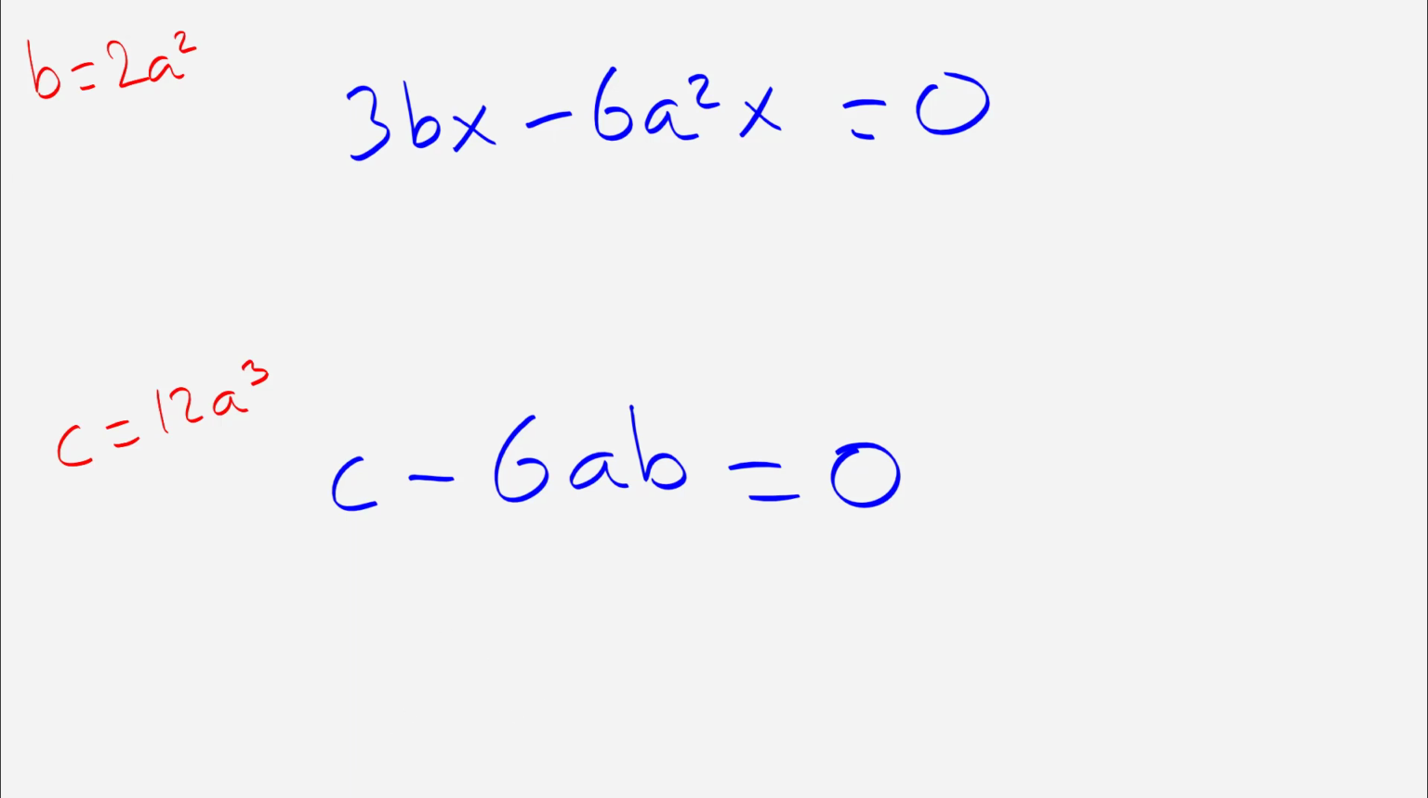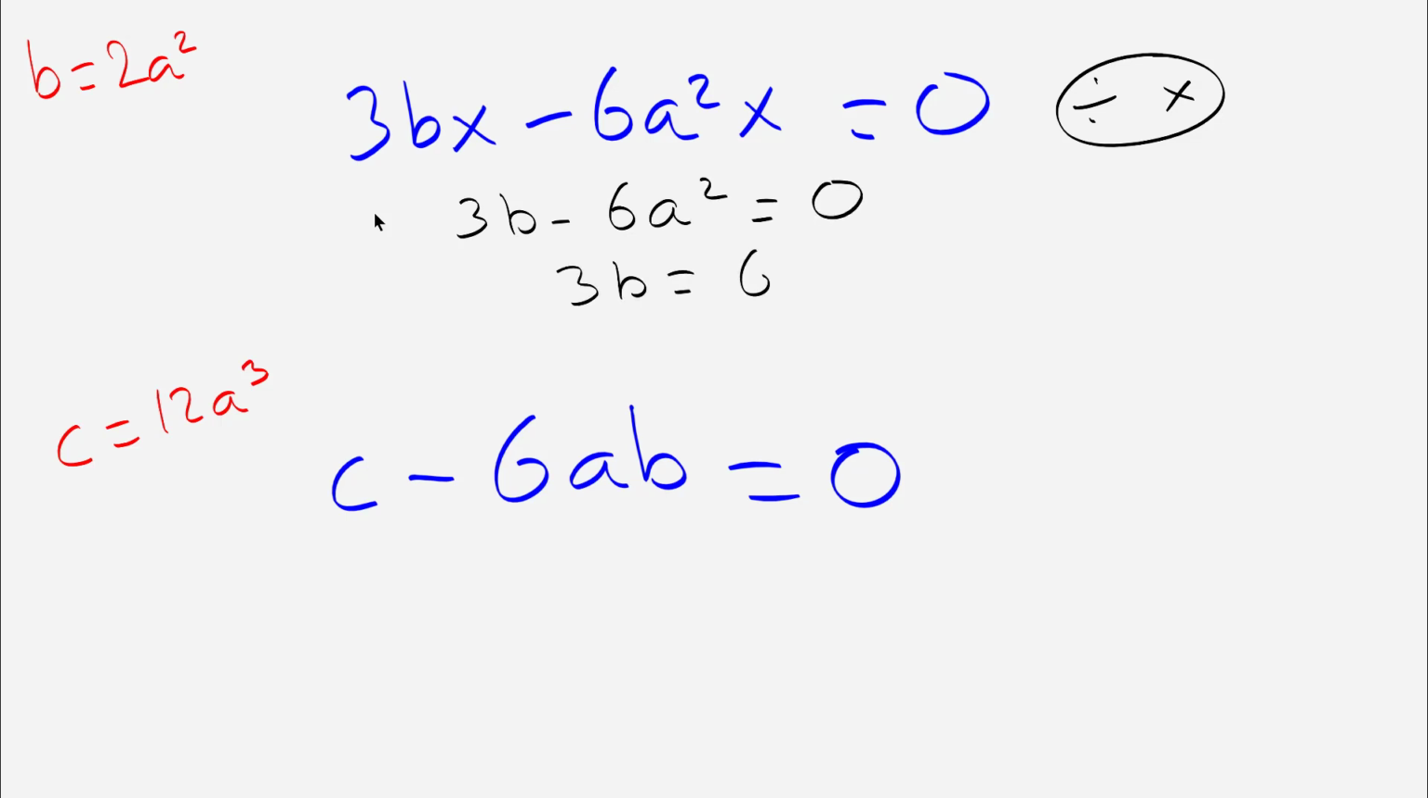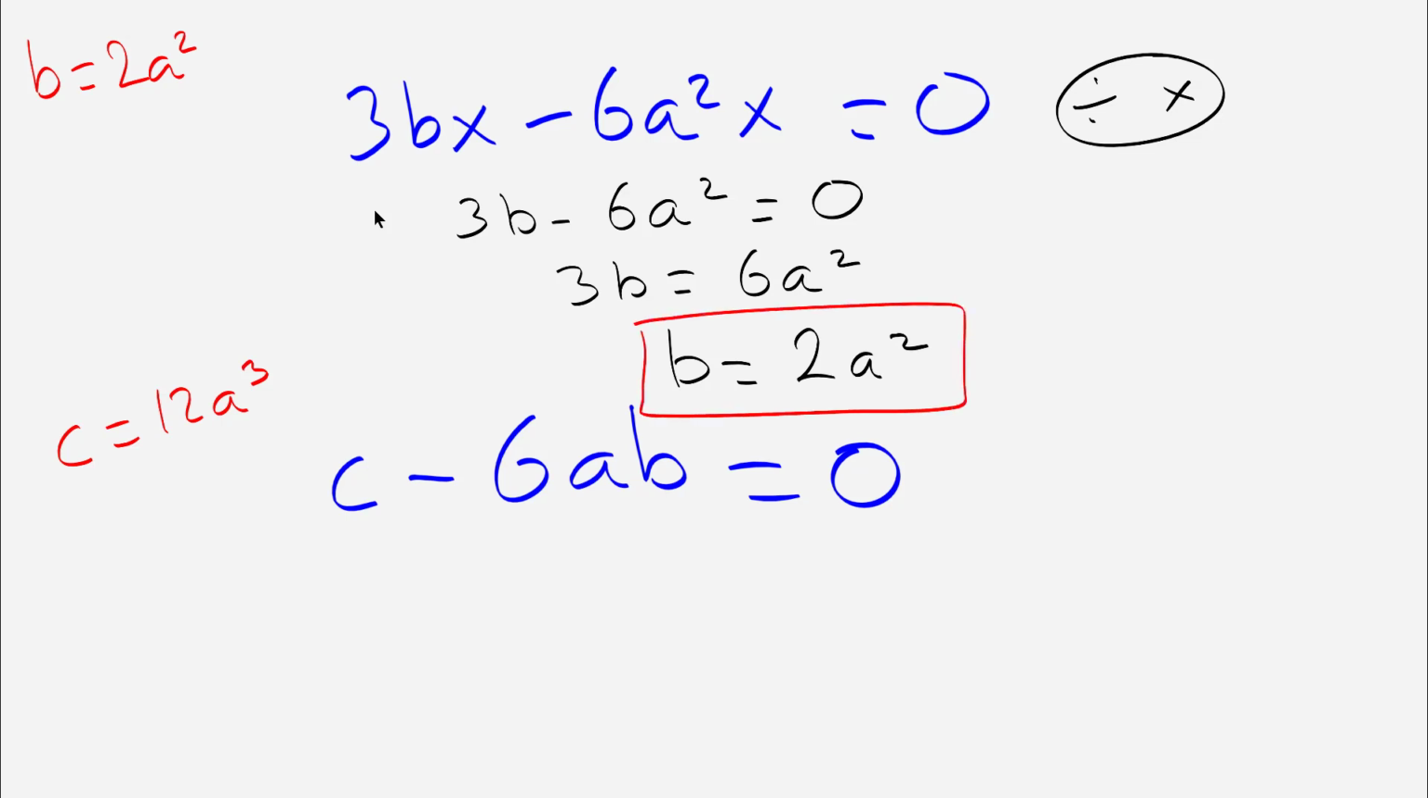We start off with our first equation here, 3bx - 6a²x = 0. So once again, we don't care about what x is in this one, so we can divide by x, and we will end up getting 3b - 6a² = 0. In other words, 3b = 6a², and then divide across by 3, b = 2a². So we have proven the first bit. b = 2a².